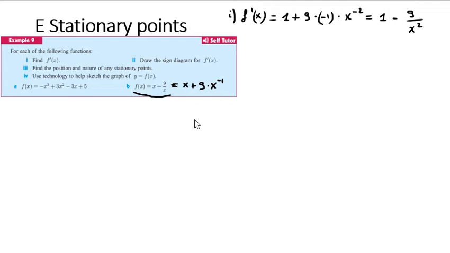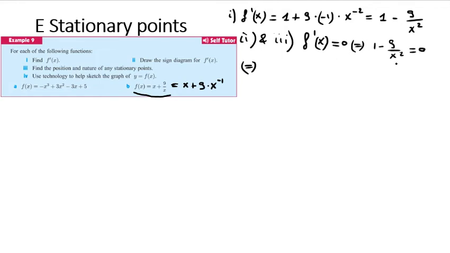Okay, then we have to find the position and nature of the stationary points and also draw the sign table. So we're going to do that together again. To find the stationary point we equate the derivative to 0 again. So we have to equate this here, the 1 minus 9 over x squared, to 0.